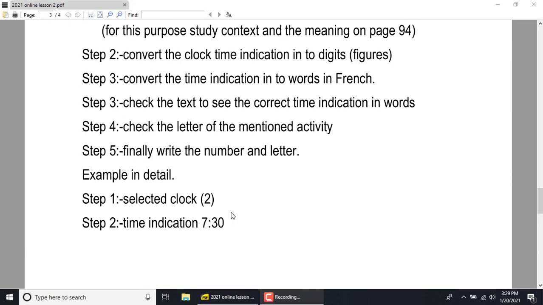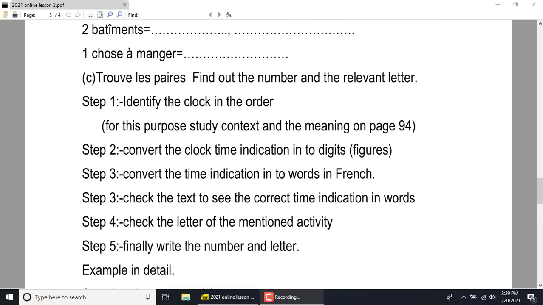So always remember the technique. First of all, identify the correct clock in the order. What is the clock? You can just see the clock. The one within brackets, please ignore that. That is not relevant. Please ignore it, it's a mistake.